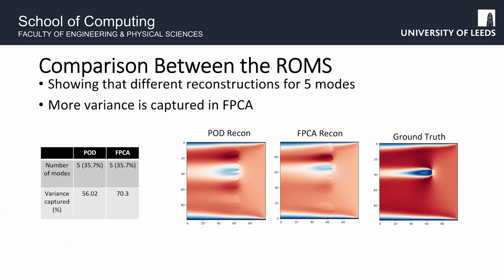So this is an attempt at the recreation of that, where 5 modes of FPCA capture around 70.3% of the data. And just looking at this here, you can kind of see the obstacle and the path here being a little bit more well-defined than with POD here.